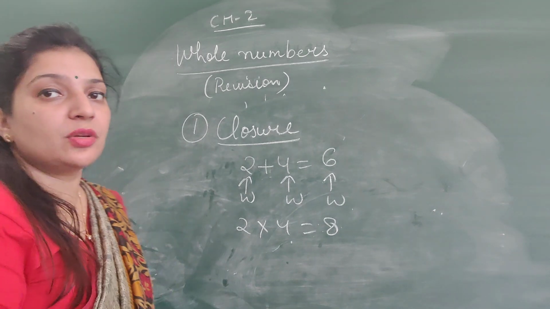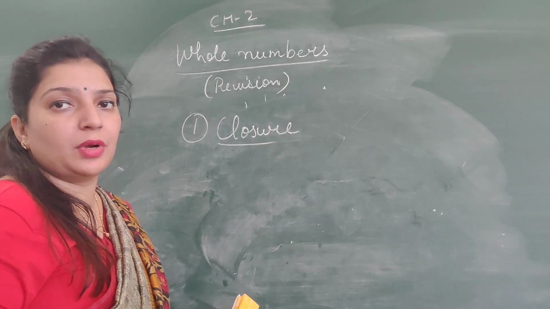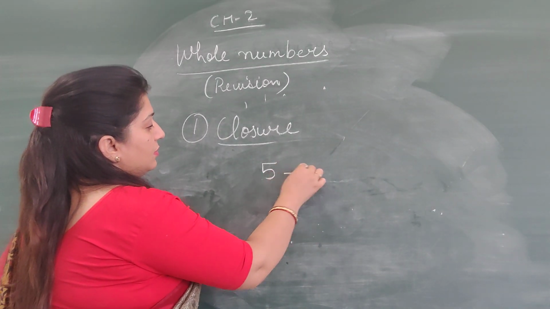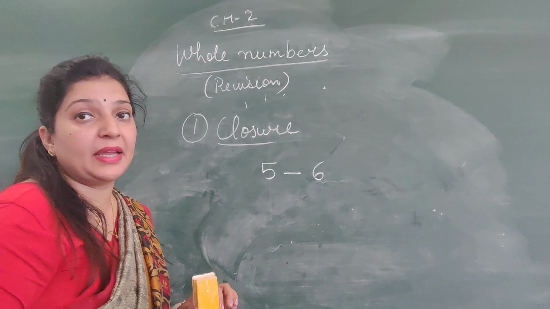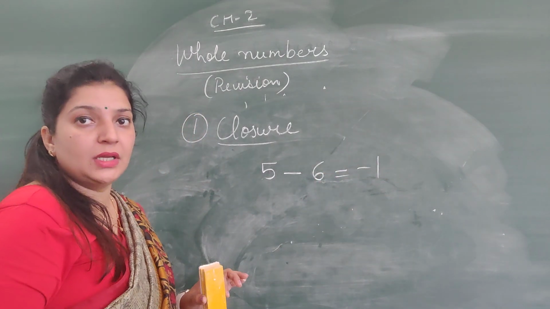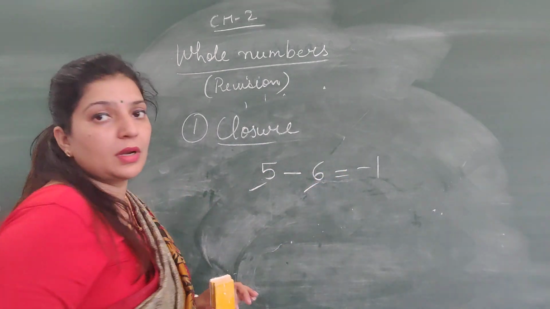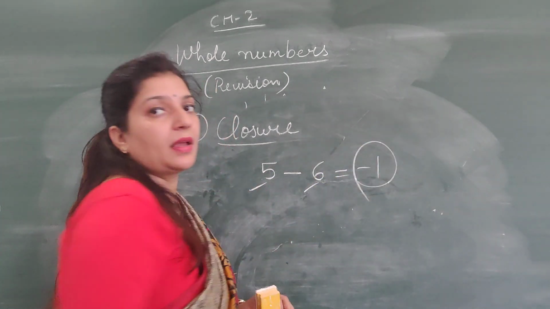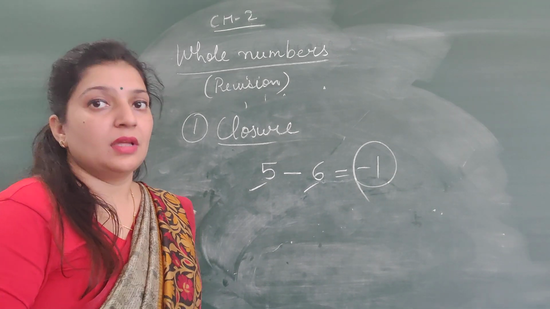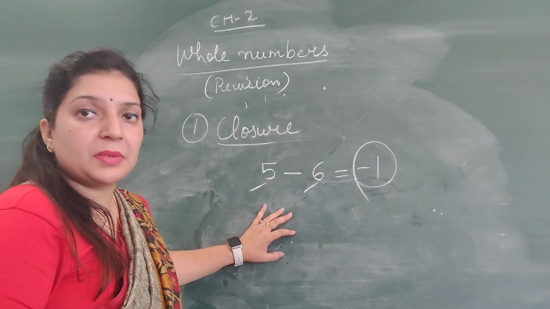Why not for subtraction? Because when I subtract any two whole numbers, let us say 5 minus 6, I will get minus 1. No doubt, 5 is a whole number, 6 is a whole number, but what about minus 1? Minus 1 is not a whole number, it is an integer. Therefore, the closure property does not satisfy for subtraction.